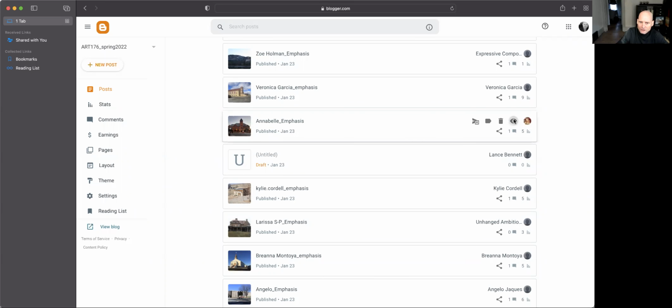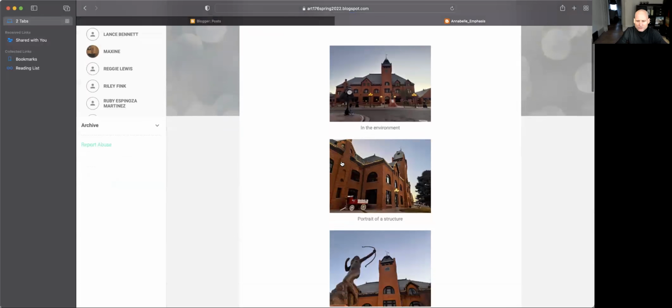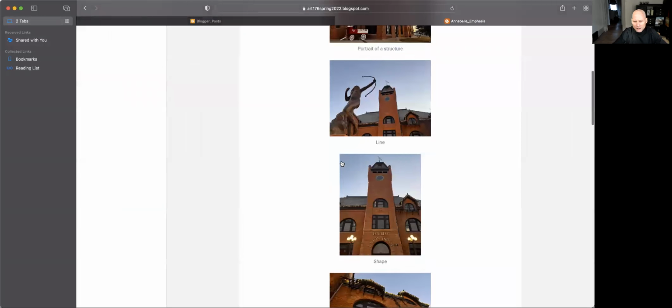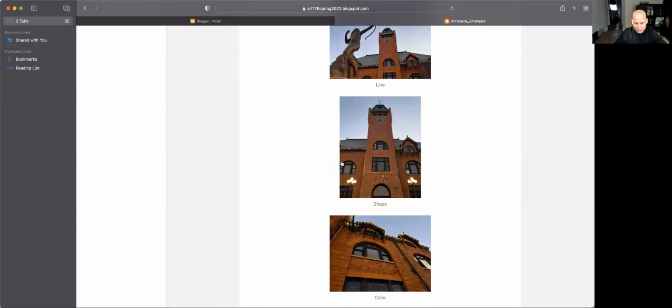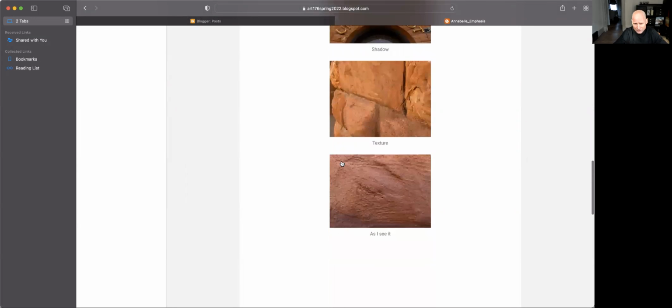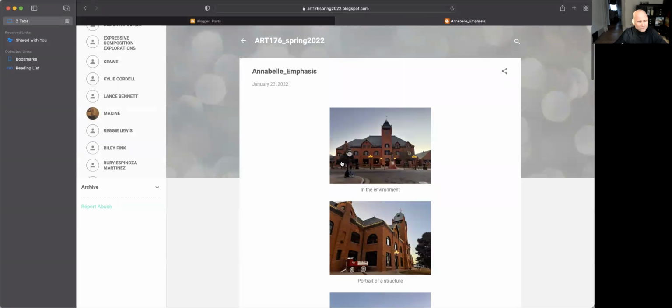So I have your first emphasis all queued up. What I like to do is take a look and see that you are, first of all, basically following the parameters, the instructions that were outlined on the project itself. This may sound simple, but a lot of times it's more complicated than that.